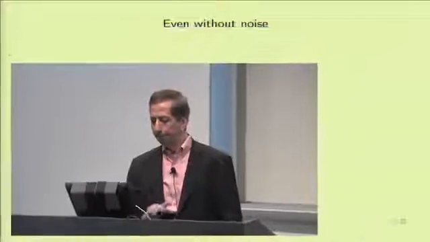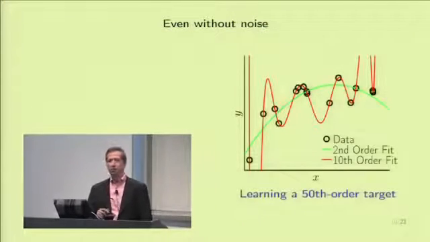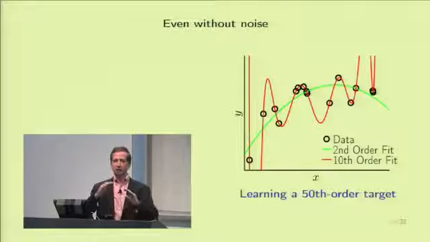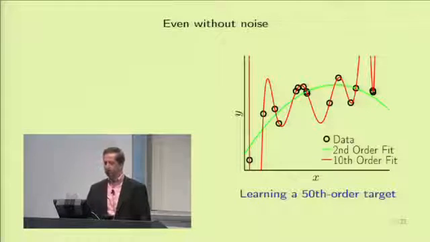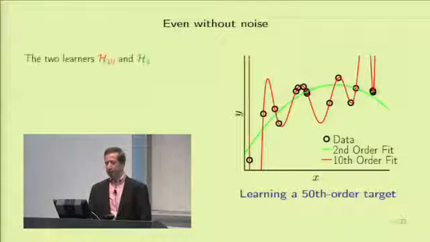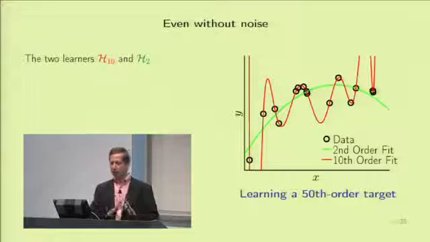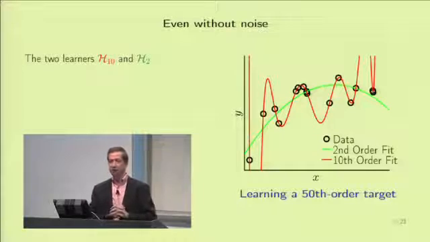Now, we notice that we get overfitting even without noise, and we want to pin it down a little bit. So let's look at this case. This is the case of the 50th order target, the higher order target, that doesn't have any noise, as conventional noise at least. And these are the two fits. There is still an irony, because here are the two learners. The first chose the 10th order, the second chose the second order.